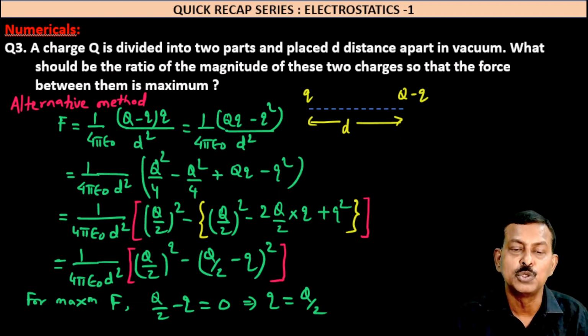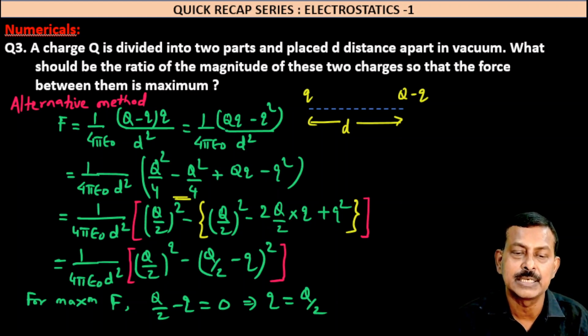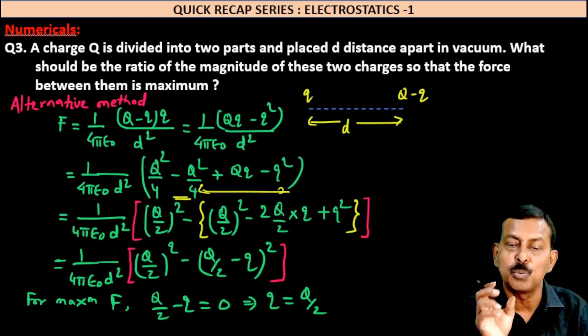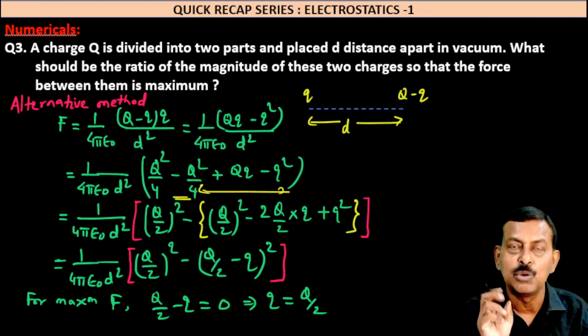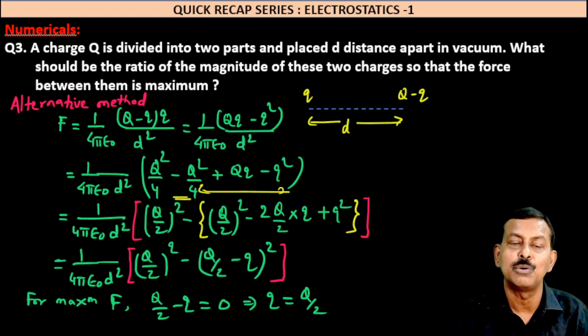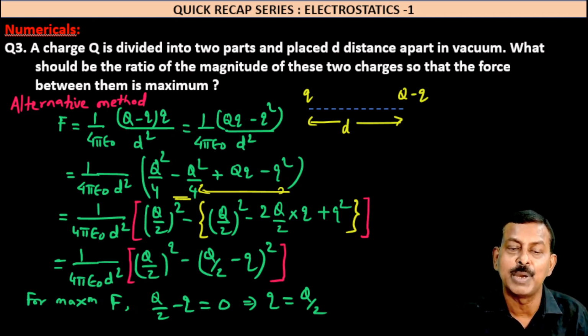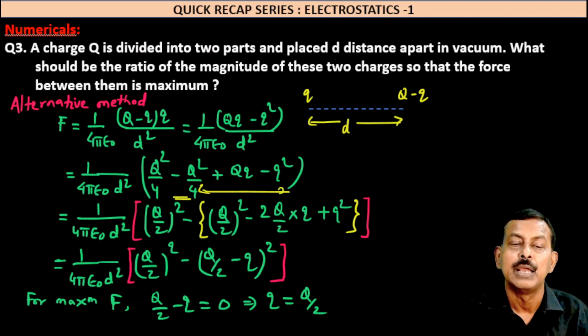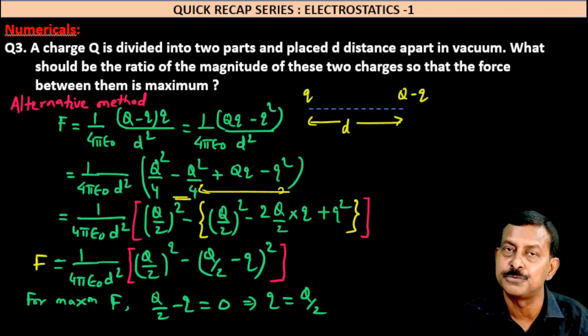So if you do that, in the second line we can rearrange this as (Q by 2) whole square minus these three terms, which we put inside a bracket: (Q by 2) whole square minus 2 times Q by 2 into small q plus q square, just to put it in the form of (A minus B) whole square. So now it is (Q by 2) whole square minus (Q by 2 minus small q) whole square. Now this is the expression for force F.